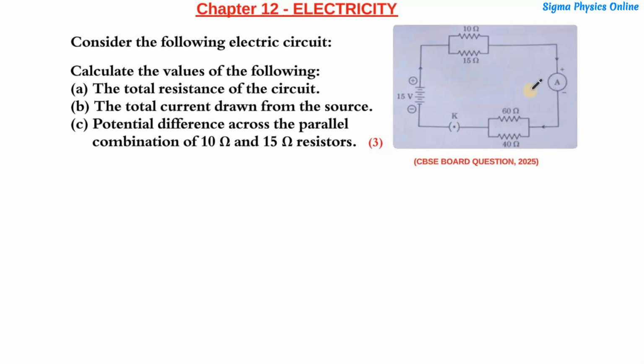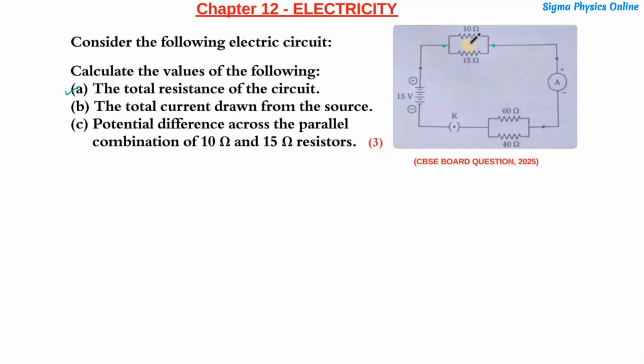Now we have to find out the total resistance of this circuit, the total current drawn as a result of the equivalent resistance produced by all these resistors, and then we have to find out the potential difference across the resistors 10 ohm and 15 ohm. So let's find out. First we need to find out the total resistance of the circuit. Now the total resistance of the circuit will be equal to the equivalent resistance of all these 4 resistors.